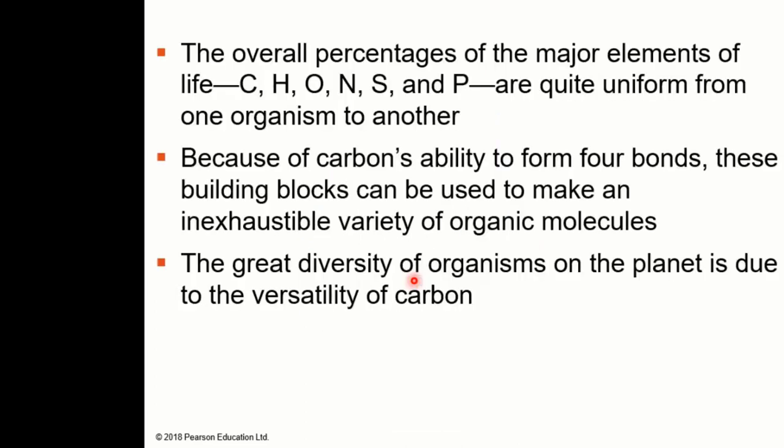For the overall percentage of the major elements of life, carbon, hydrogen, oxygen, nitrogen, sulfur, and phosphorus are quite uniform from one organism to another. Why? Because carbon's ability to form four bonds means these building blocks can be used to make an inexhaustible variety of organic molecules. That's how they can be quite uniform. And also, the great diversity of organisms on the planet is due to the versatility of carbon.